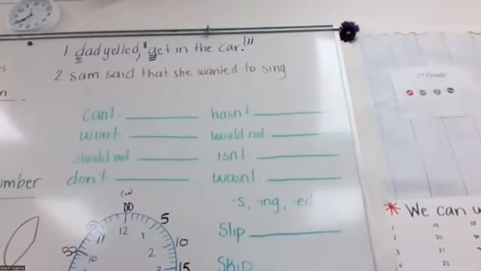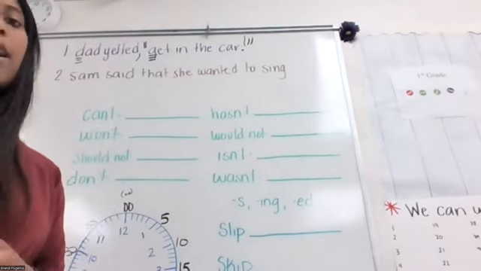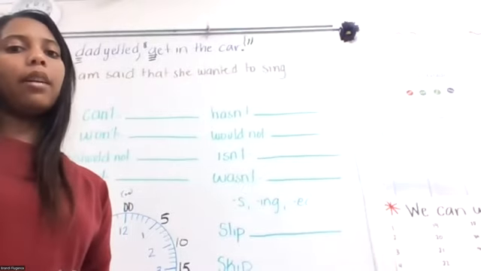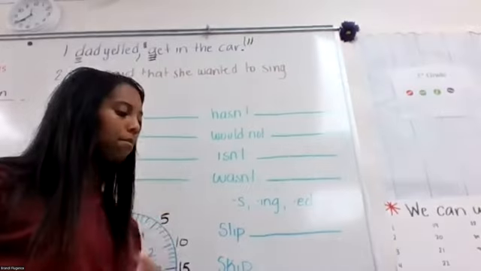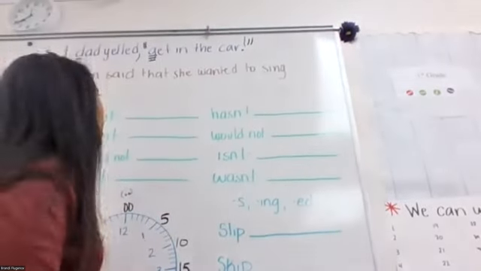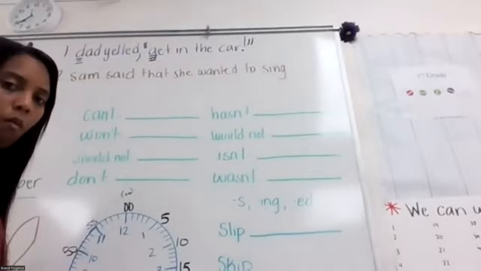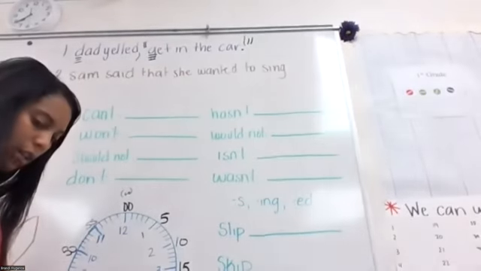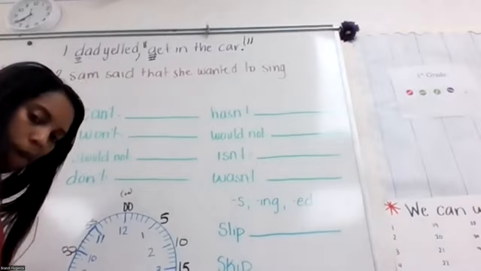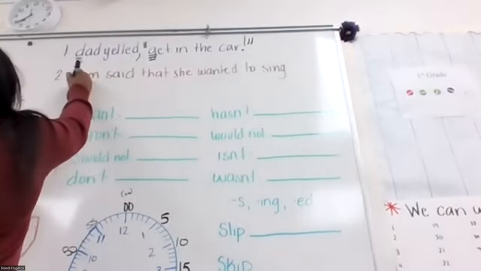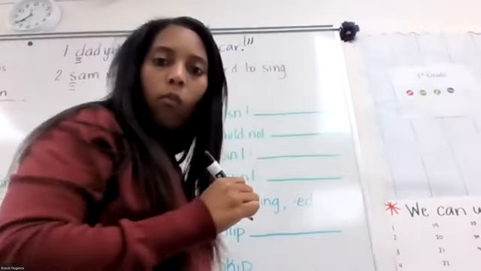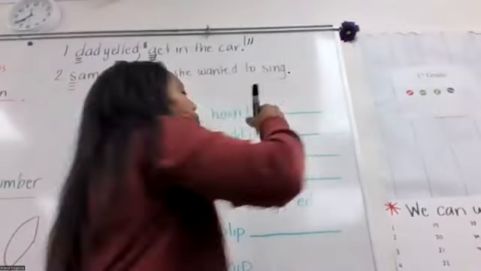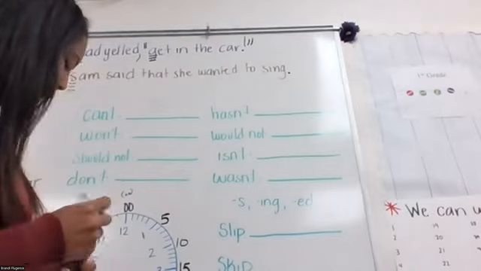All right, number 2, Sam said that she wanted to sing. Sam said that she wanted to sing. Can someone tell me, is this direct or indirect? Okay, Josiah? Indirect. This is indirect, so how should I write this one correctly? Josiah, how should I write this one correctly? Capitalize the S. Capitalize first letter S. Period. And a period. That's it. No quotation marks. This is indirect. Good.